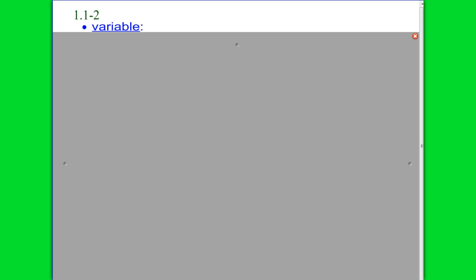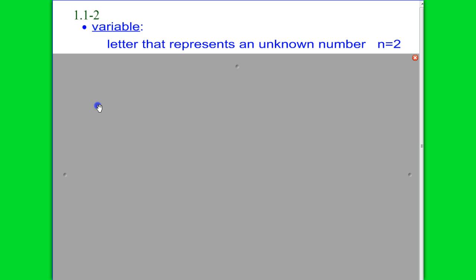Josh? Letters for an unknown number. That's right. So anything like that is perfect. Let's see what we have here from the book. It's very much like Rishi's. Letter that represents an unknown number. So we could say the letter N is a variable. It could represent any number. Somebody could tell you that N equals 2, and you would use that then, right? So a letter that represents an unknown number.